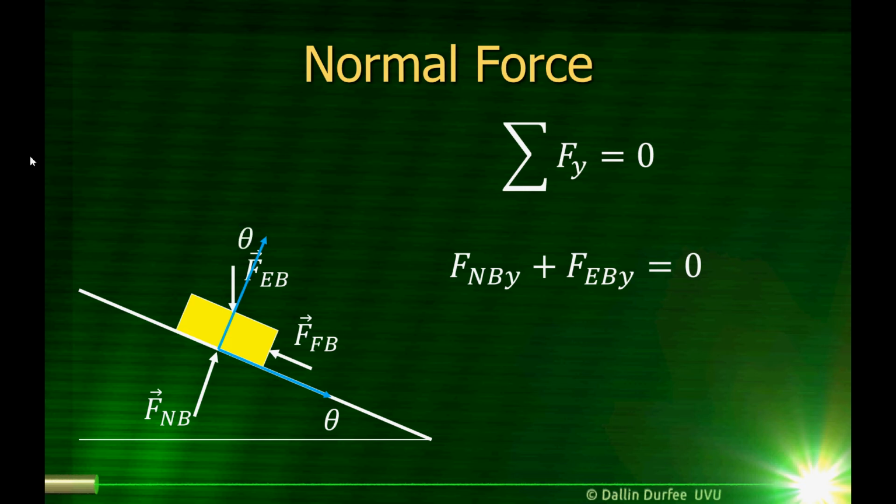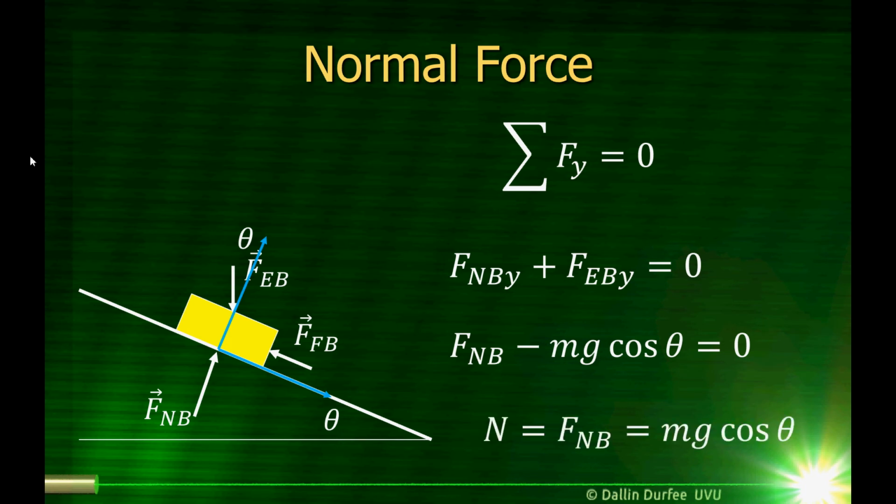All right, now gravity makes an angle theta relative to the y-axis, whereas the normal force is directly in the y direction. So the y component of the normal force is just the normal force, and the y component of gravity is negative mg cosine theta. So there you go. The normal force is just mg cosine theta.